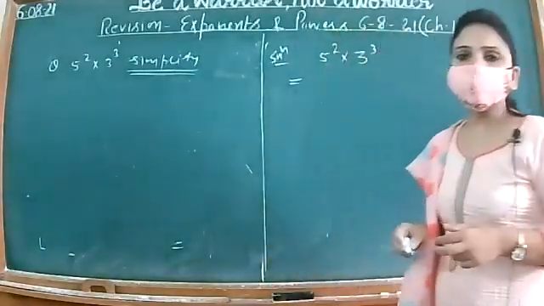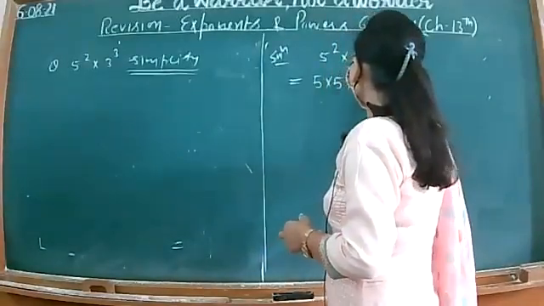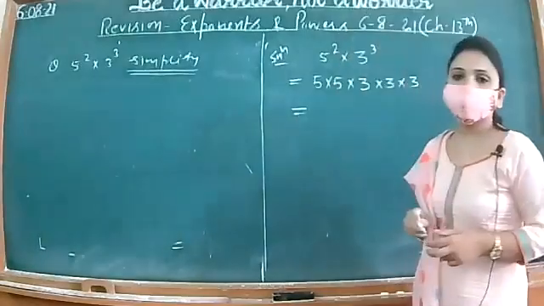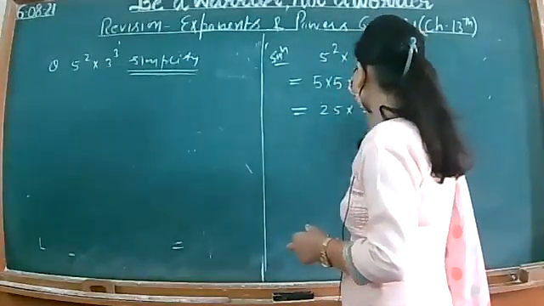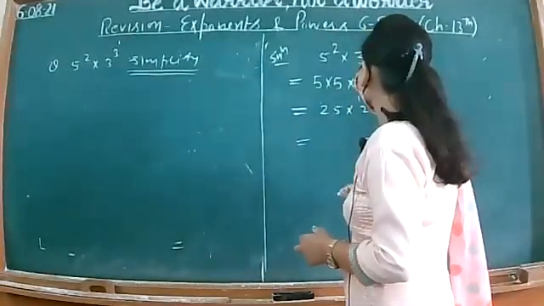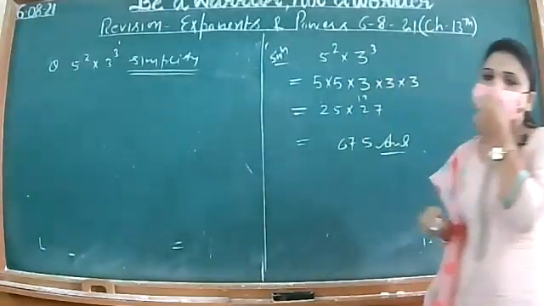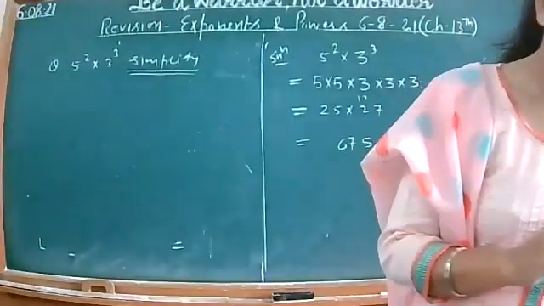What is the meaning of 5 square? 5 will be written 2 times. What is the meaning of 3 cube? 3 will be written 3 times. This will be 25 into 27. That is 675. Simply, we can simplify like this.